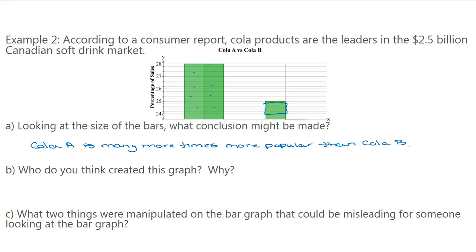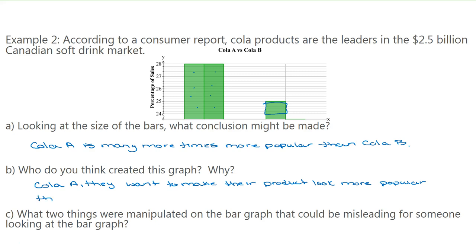So who do you think actually created this graph, and why would they make it like this? Well, I would say that cola A is trying to make their product look more popular than it actually is. So cola A wants to make their product look more popular than it actually is.